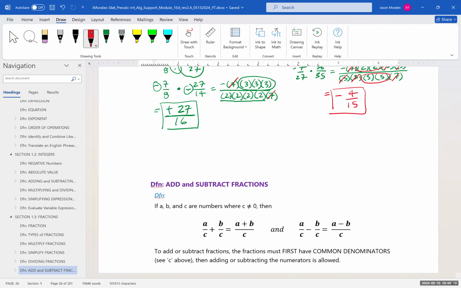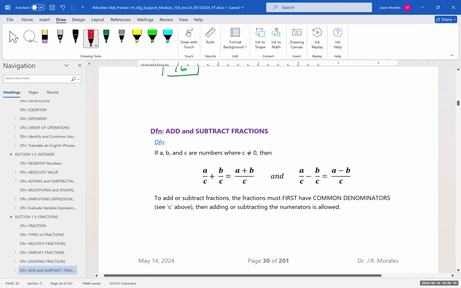Okay, so I covered multiplying and dividing fractions because those are actually the operations I think that are easier to do. Adding and subtracting fractions takes a little bit more time to perform. So let's look at adding and subtracting fractions.